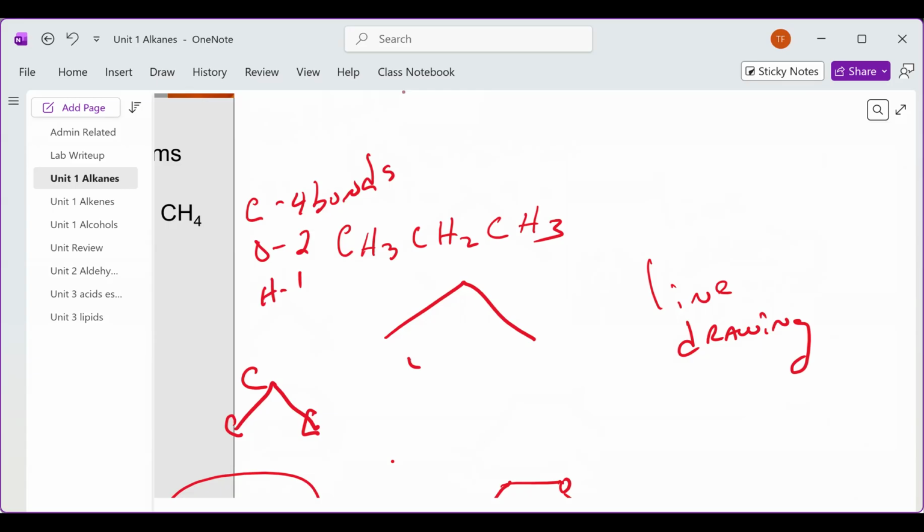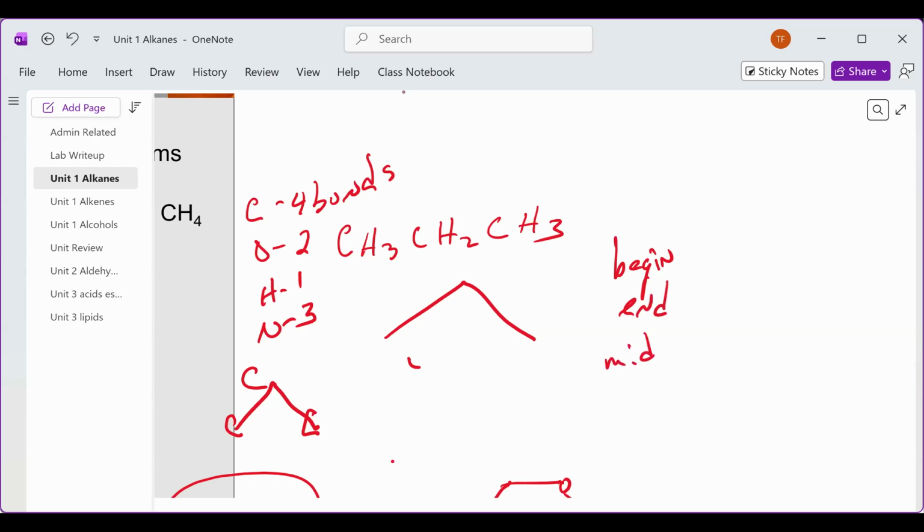Hydrogen has 1. Nitrogen has 3. Okay. So when you're doing a line drawing, there are 3 parts: the beginning, the end, and the middle. So this is the beginning, or that's the beginning, depending which way you're going.